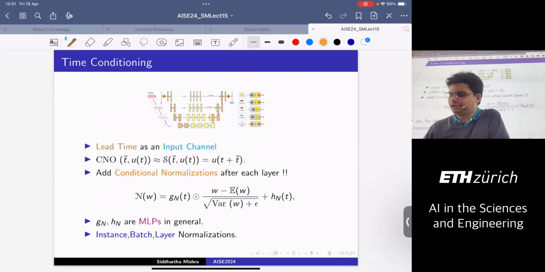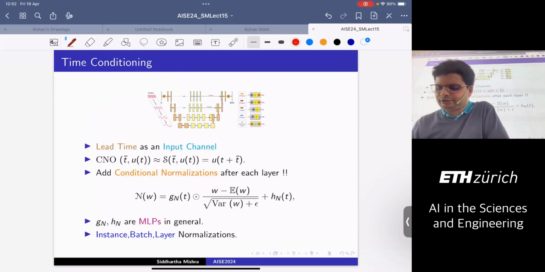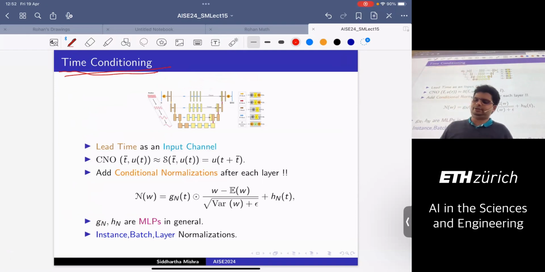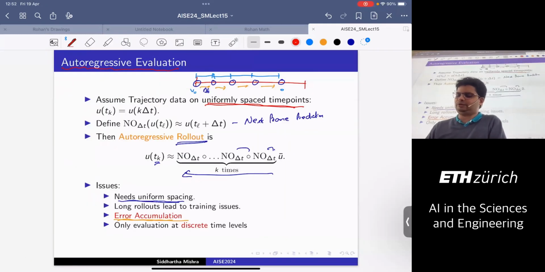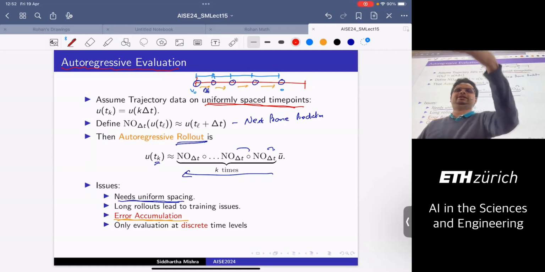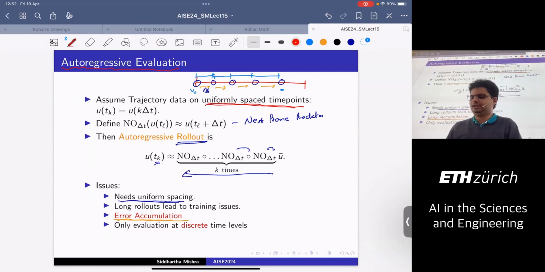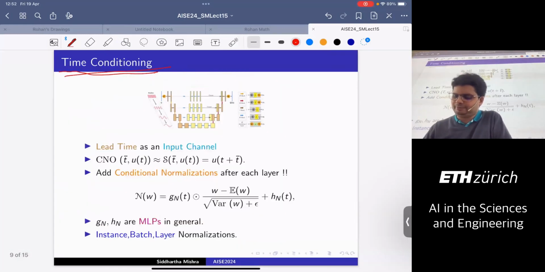It's called time conditioning. It's fairly recent, but there are a couple of papers, including ours, in this direction. When I taught this last year, we did not have it, so this is a very fast moving field. The idea is very simple. In terms of data, you are restricted by the fact that you have exactly k frames, because you're predicting the next frame.